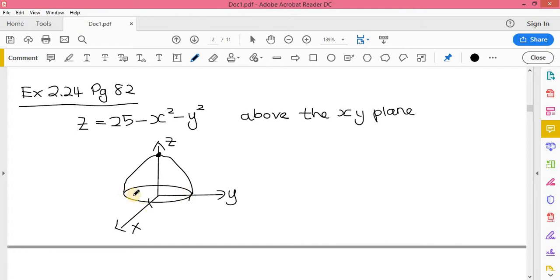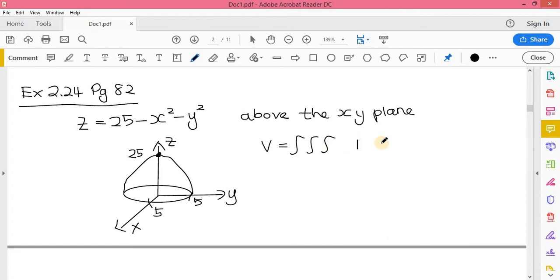Okay, so this is a circle. This circle exists at height equals to 0, so it will have a radius of 5. And at this point, the x and y are both 0, so your z will be 25 here. Okay, so let's look at the equation to find the volume.